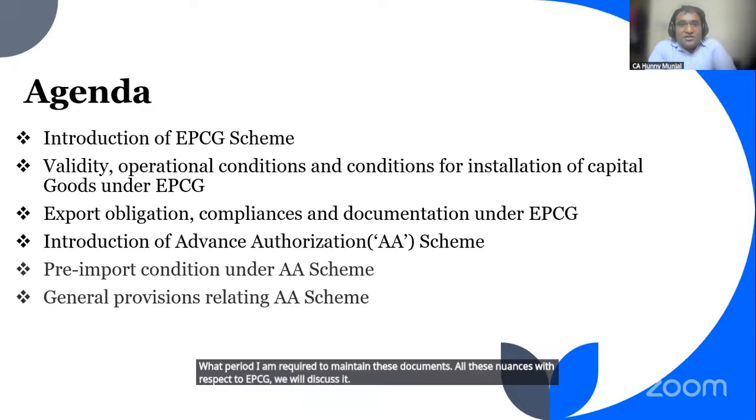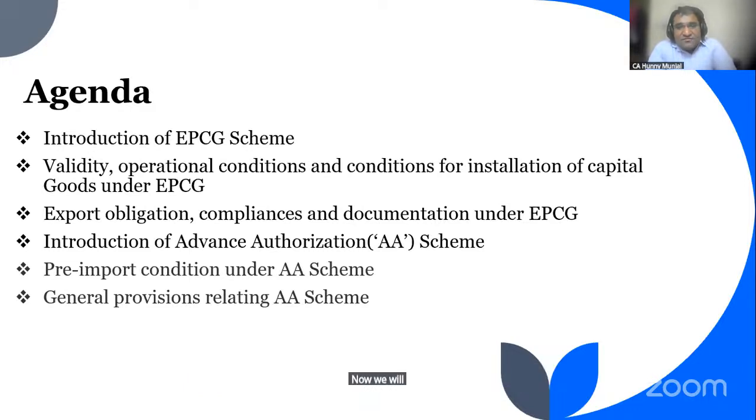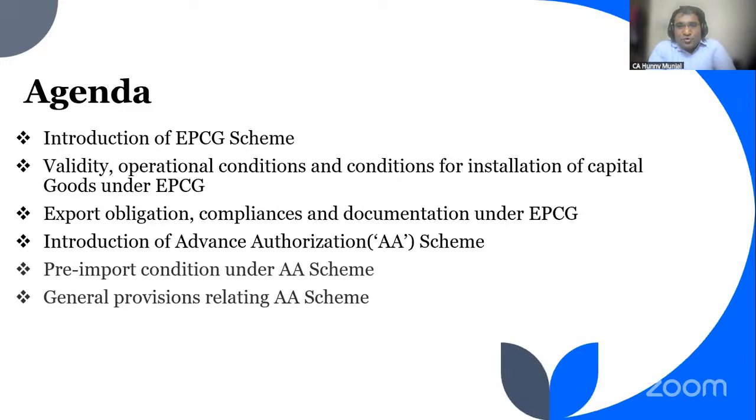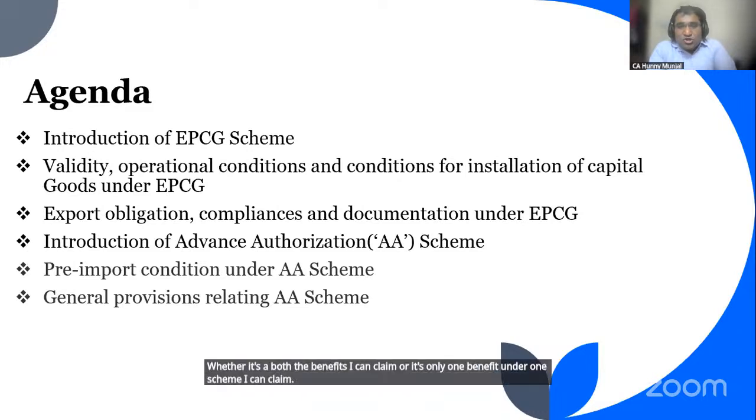Now we will understand the next scheme, which is Advance Authorization. How different is this scheme from EPCG? What are the main differences between EPCG and Advance Authorization? And then, being an exporter, can I claim both the benefits, or can I claim only one benefit under one scheme? This also we will understand.